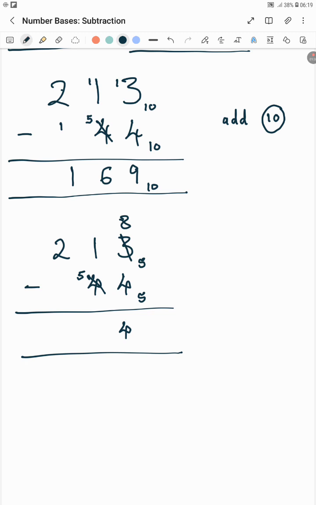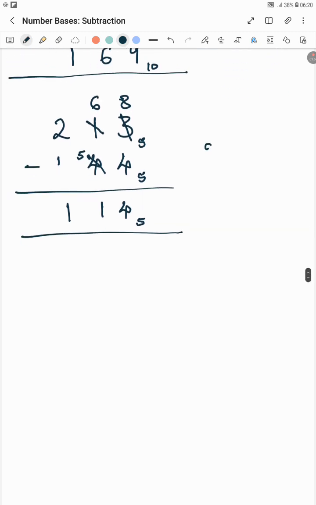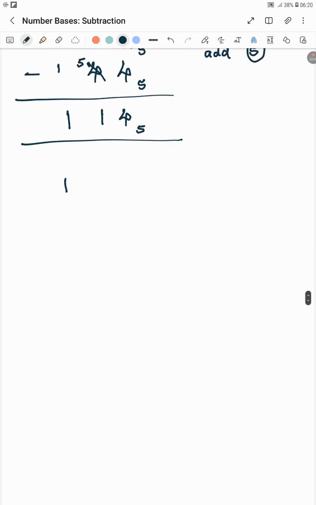And here 1 minus 4, you have to borrow again. And here this one becomes 5 plus 1, that's 6. You say 6 minus 5, you get 1. And here you get 1. So your answer is 114 base 5. Realize that here whenever we borrow, we are adding 5. So I'm going to look at another example.